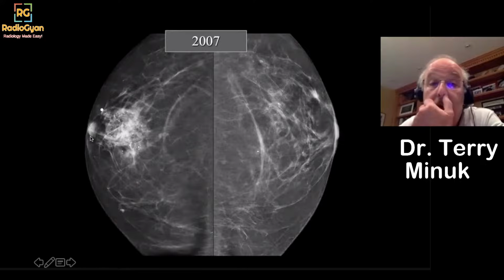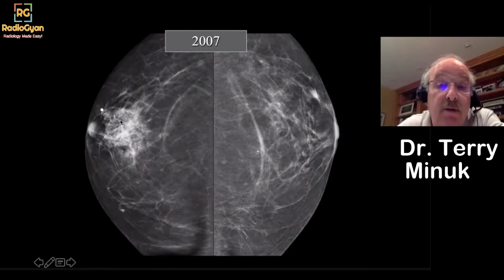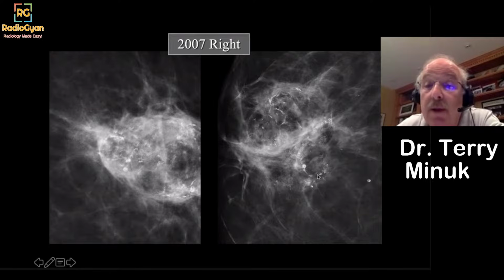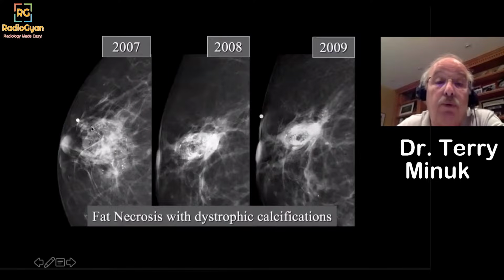Now, here's the cranial caudal in the same person. You can see some of these calcifications look linear and branching. Here's the mag view. There's linear, branching, irregular calcifications. The key here is these are located in fat tissue. And that tells you this is fat necrosis. And if you leave them alone, the fat necrosis will progress. And this is what you want to do. You want to leave them alone.